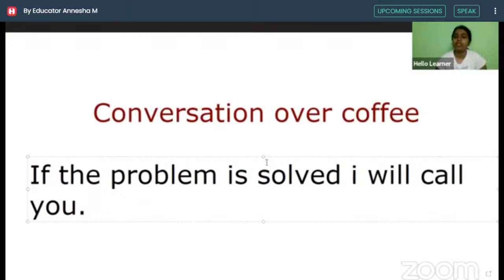If the problem is solved, what is solved here? Problem. No. What part of speech? Ma'am, it's a simple present passive voice. If the problem is solved by XYZ, right. Exactly. If the problem is solved by so and so person, I will call you. Okay. So, Shailendra.